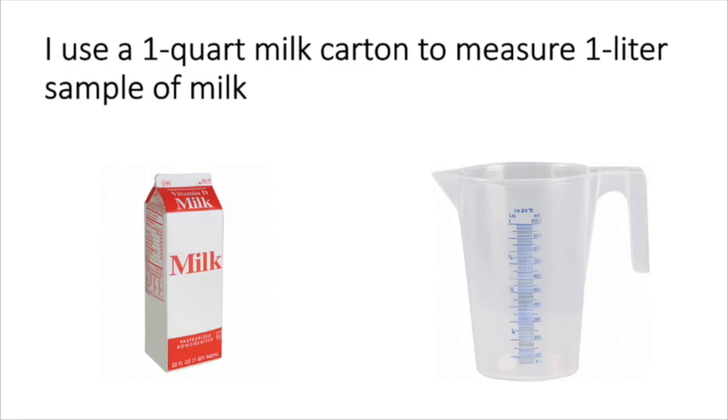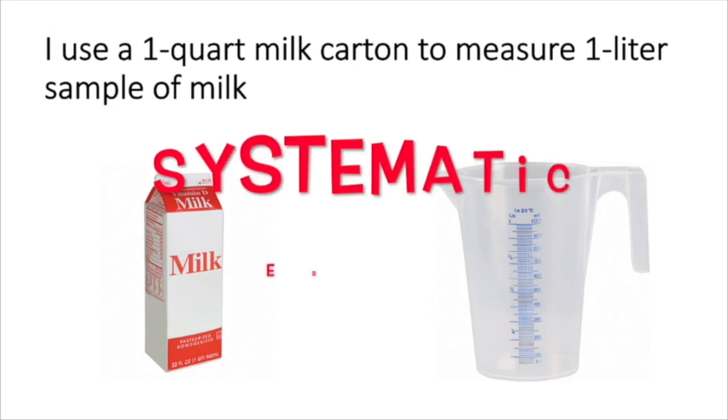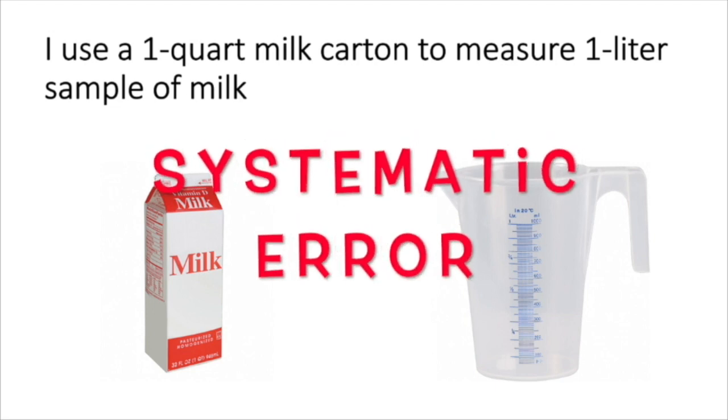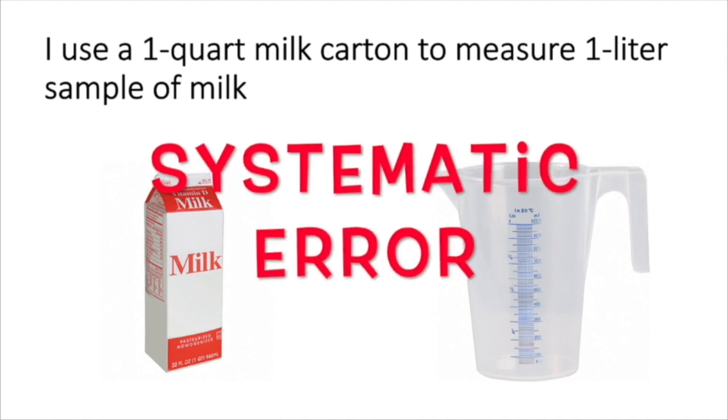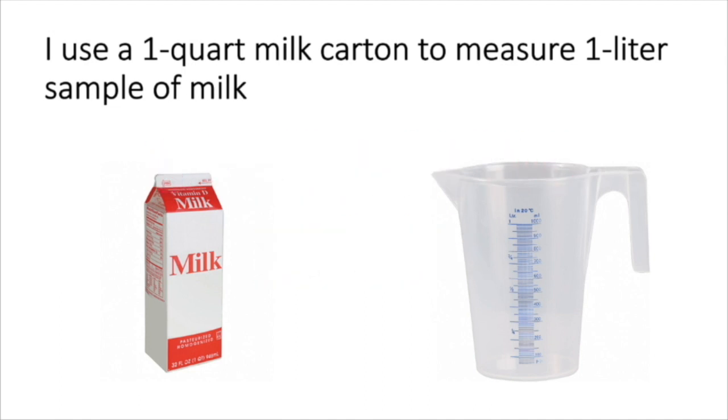Now let's look at some examples. Example 1. I use a 1-quart milk carton to measure a 1-liter sample of milk. Well, this would result in a systematic error. The volume would always be too small because a quart is slightly smaller than a liter.